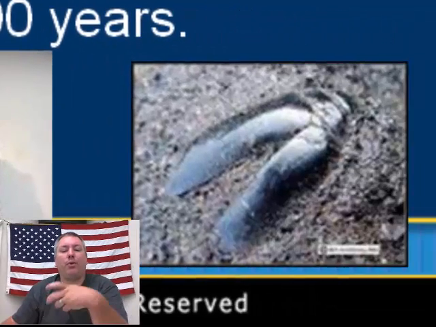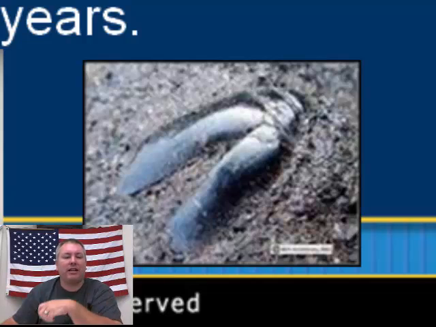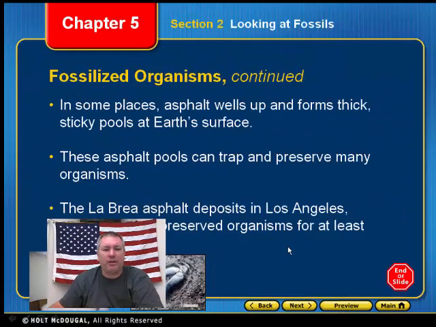So these are different organisms right here that you can see that were pulled out of La Brea tar pits there in Los Angeles, California. And some of these are 38,000 years old. It's pretty amazing. They actually pulled out whole organisms when they pulled them out of the tar pits.